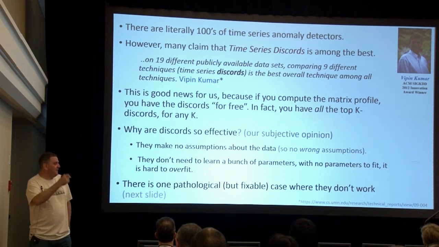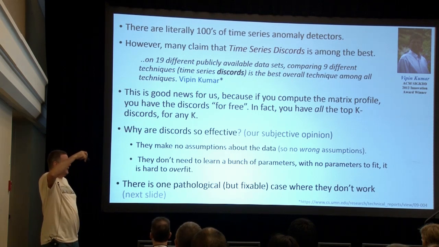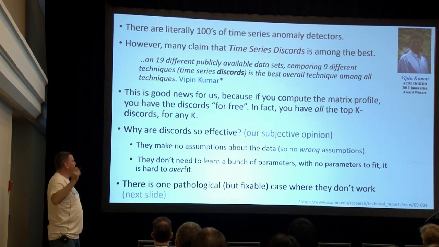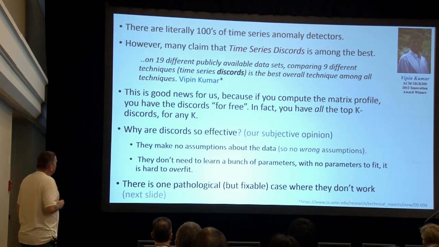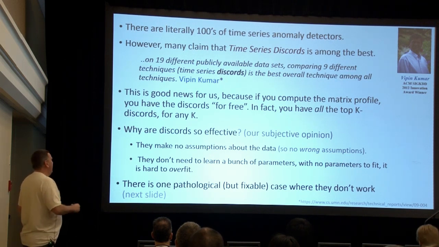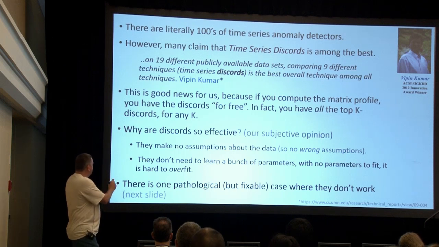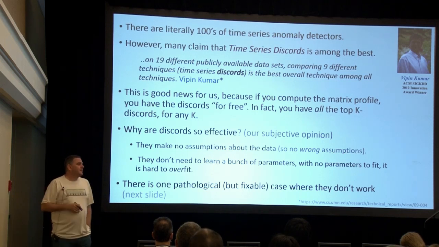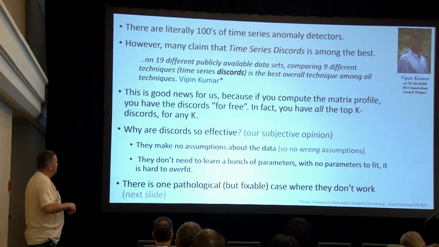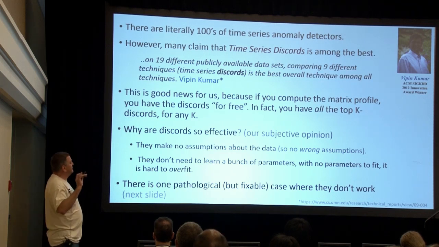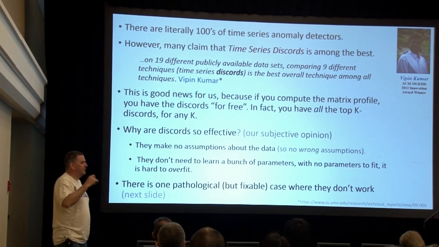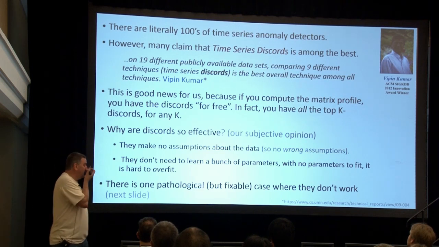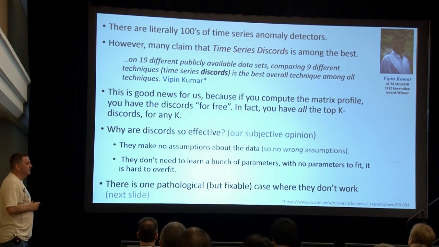This is good news for us because time series discords are simply the highest value of the matrix profile. So we have them for free. There's nothing to do other than find the maximum value, and we're done. So why are discords so effective? Here's my opinion about this. They make no assumptions about the data. And with no assumptions, you have no wrong assumptions, by definition. And secondly, they don't have many parameters. Many anomaly detectors people have published, including myself, I should say, have 3 or 4 or 5 parameters you have to tune. And you tune them, they work well on last week's data, but next week's data has changed slightly and no longer works. So with no parameters to tune, you can't overfit.